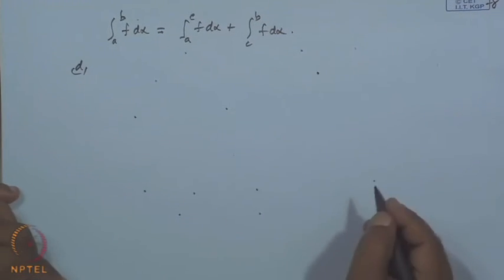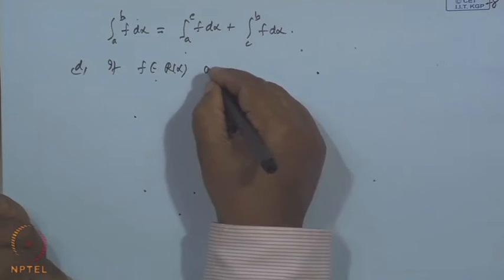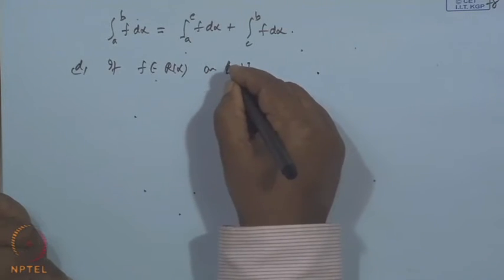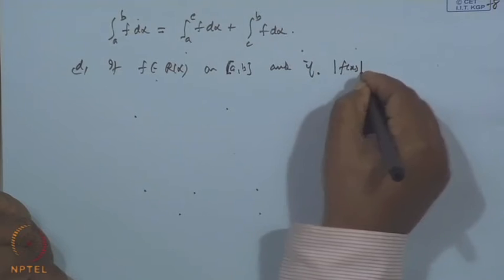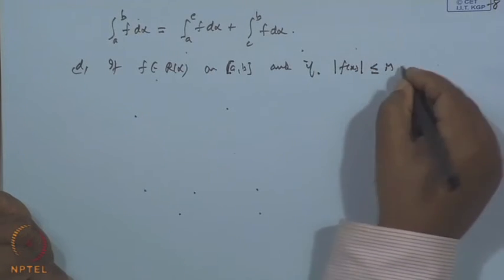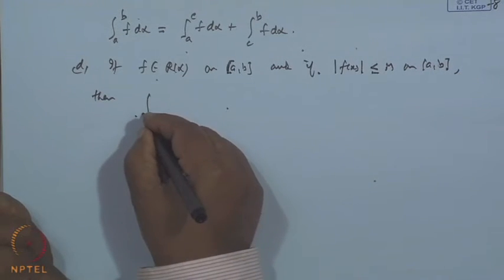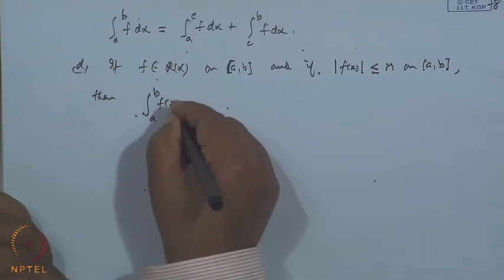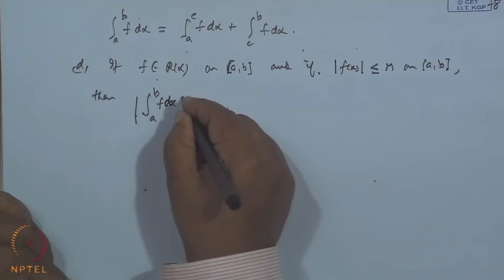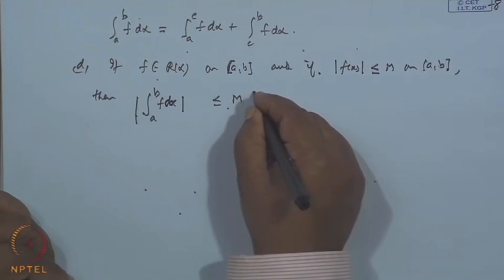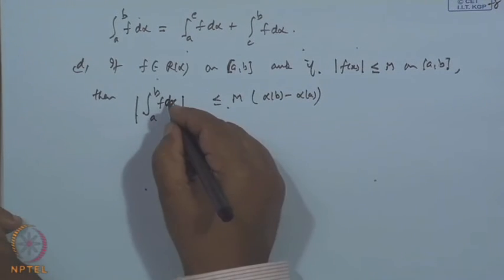Fourth property is, if f is Riemann-Stieltjes integrable with respect to alpha on the closed interval a b, and if the function f(x) is bounded by M on the closed interval a b, then the modulus of the integral from a to b of f d alpha is less than or equal to M times alpha b minus alpha a. Okay.